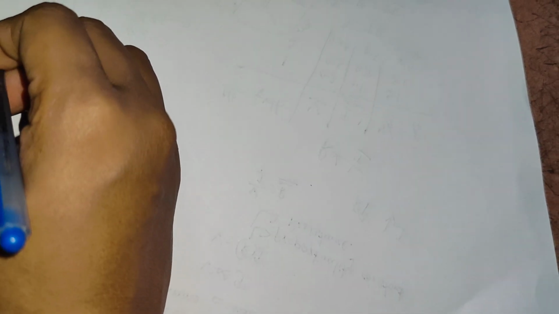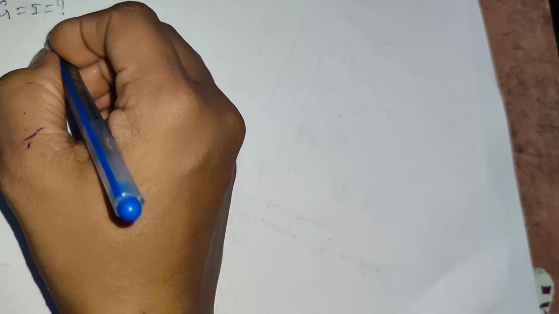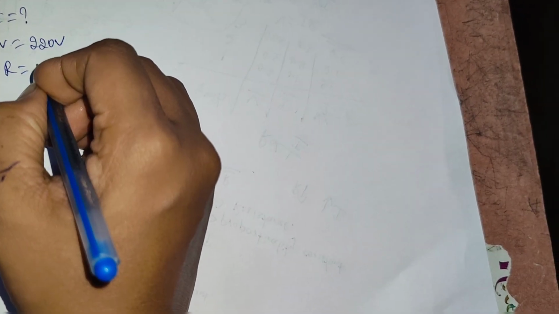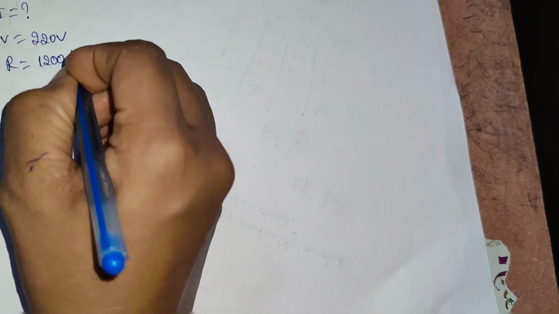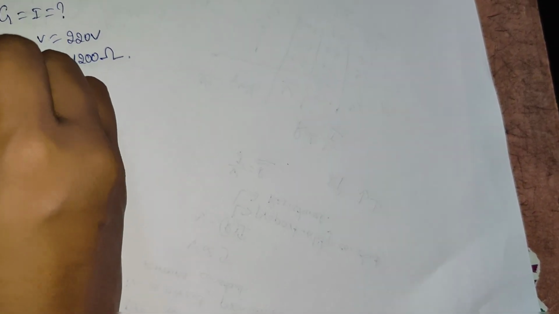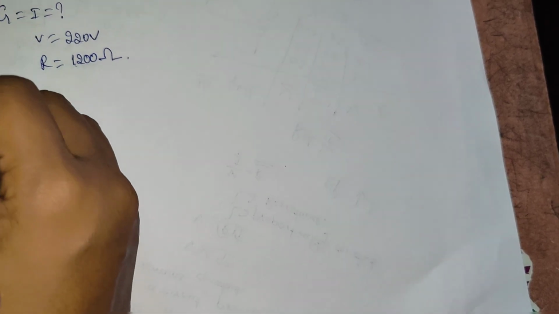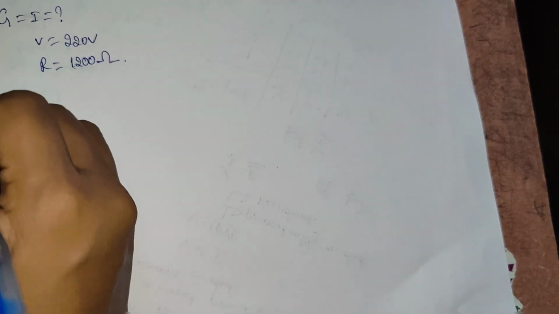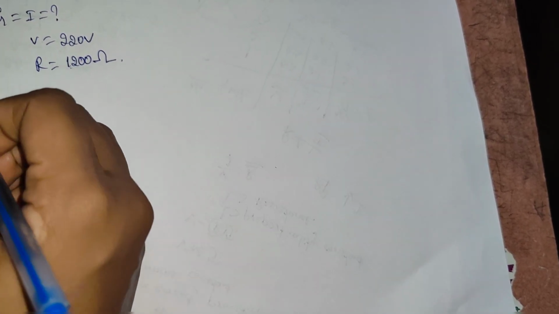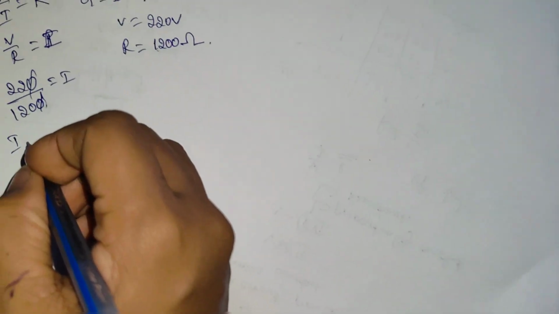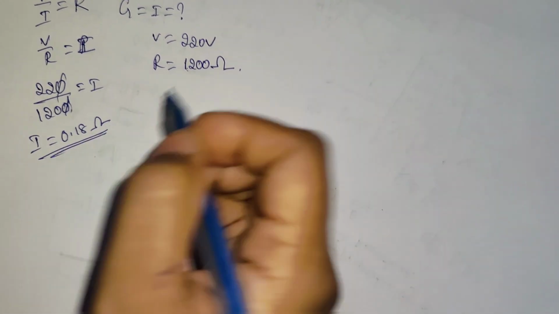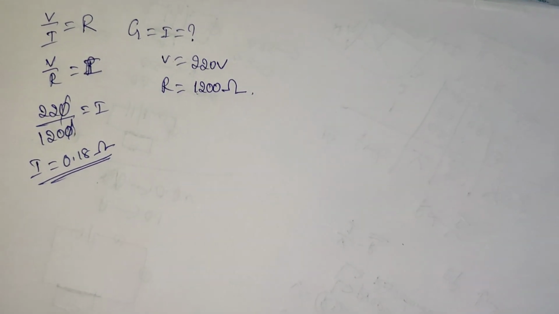Before that, write the given. I is the question mark. V is equal to 220 volts, and they have given the resistance of the bulb filament, that is 1200 ohm. So V by I is equal to R, V by R is equal to I. So we can write it like this also: 220 volts by 1200 ohm is equal to I. So it will cancel, and I is equal to 0.18 ampere. Okay, this is how we will find current.